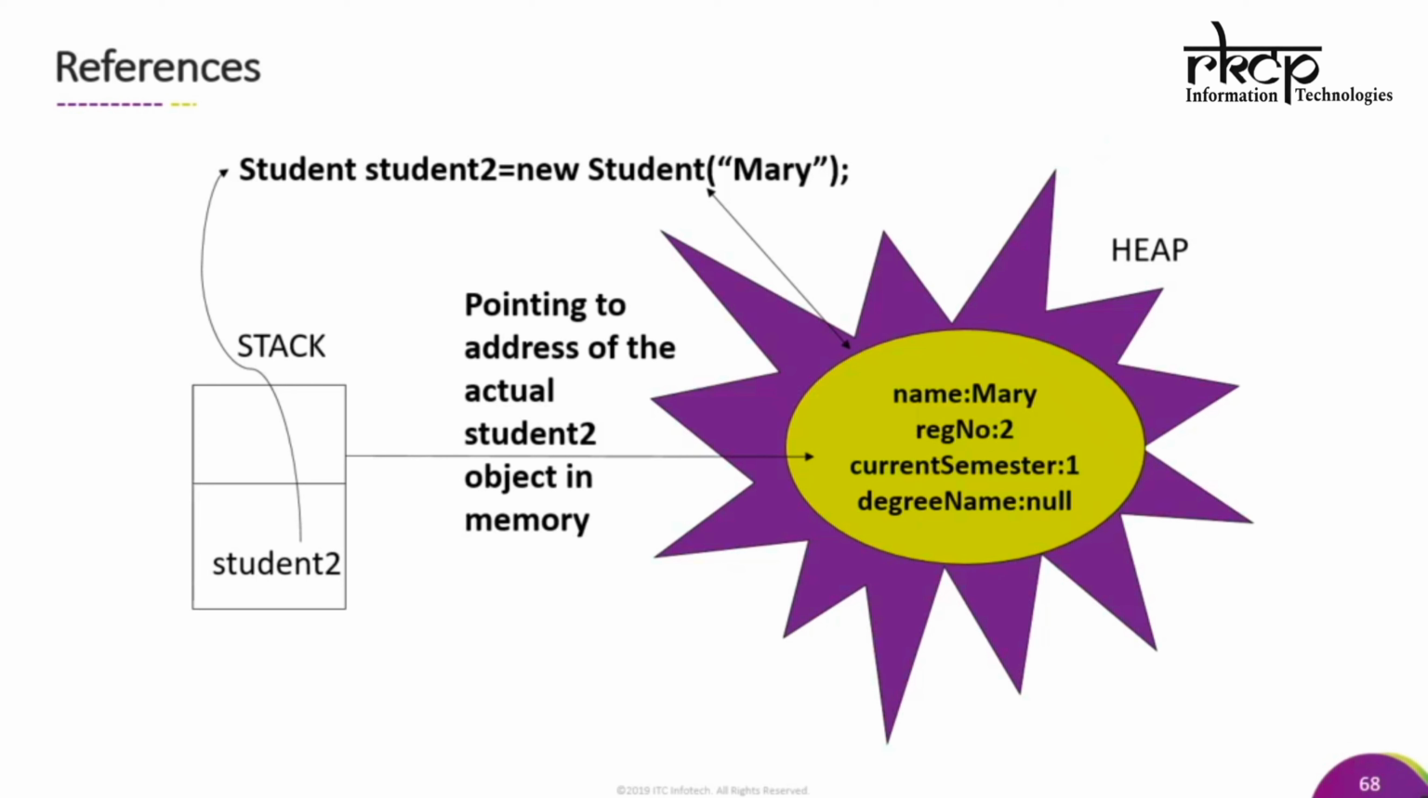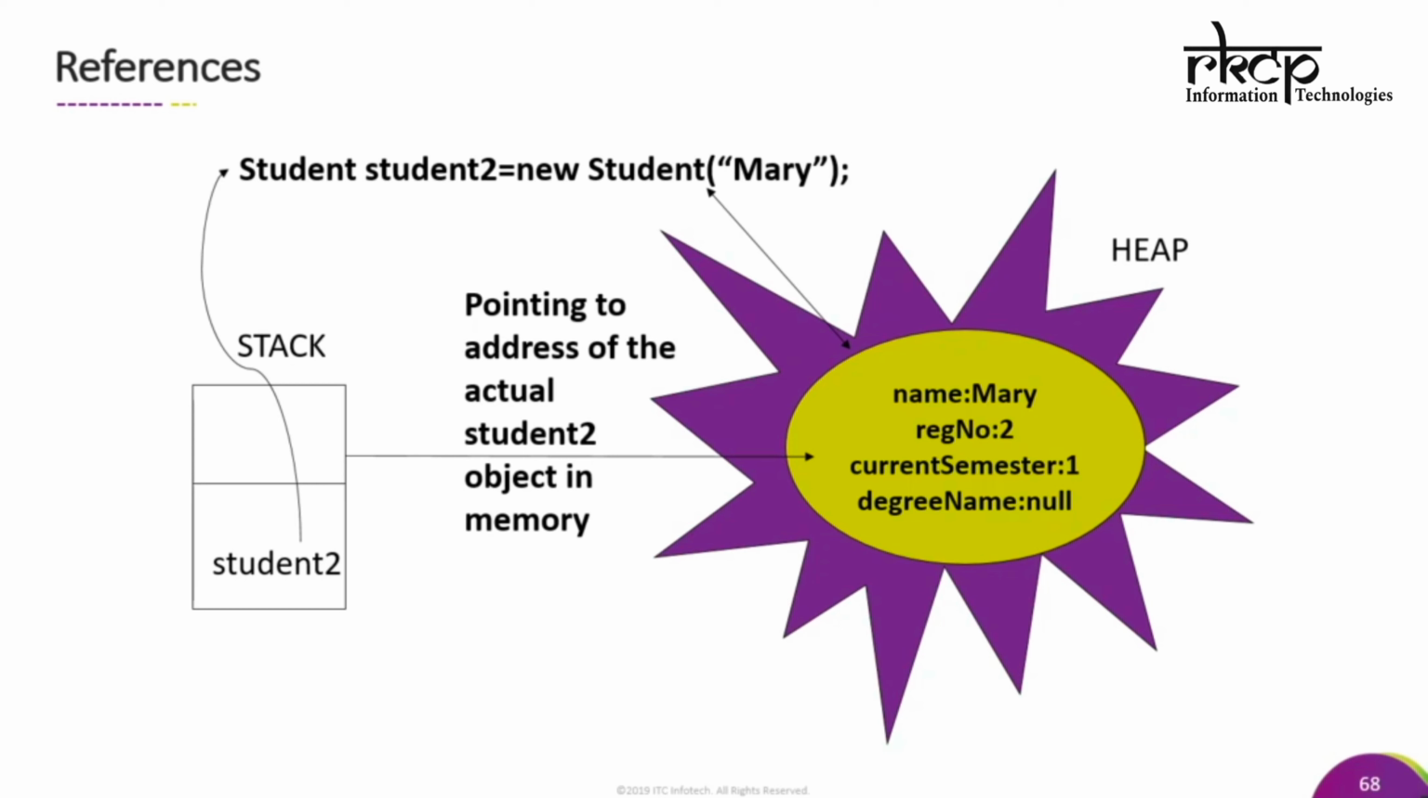Welcome back. And now we are going to see the reference data type. Reference data type is nothing but your object. In this example, I have created an object of a student. So this is student 2. Student 2 will be our reference data type.